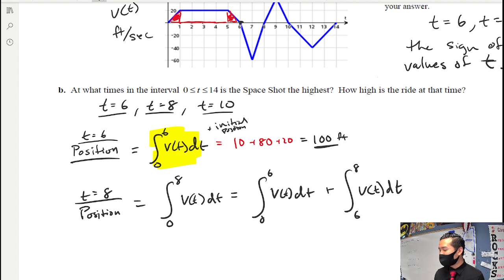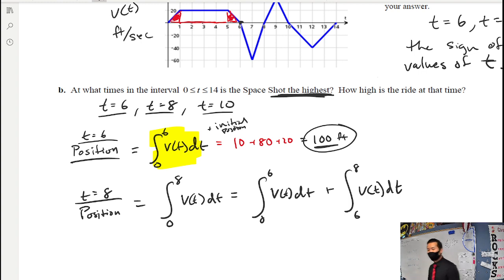Because what are we trying to find, by the way? We're trying to find the position at the highest point, yeah? So when I do it this way, this gives me that the position at t equals 6 is 100 feet. That's a good contender for our highest location, yeah?